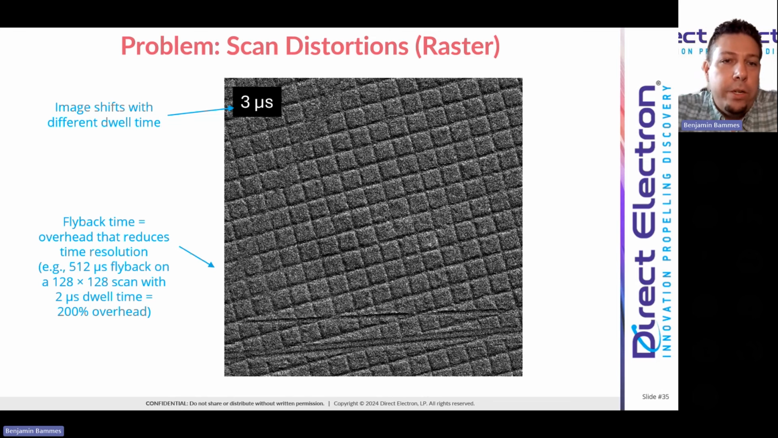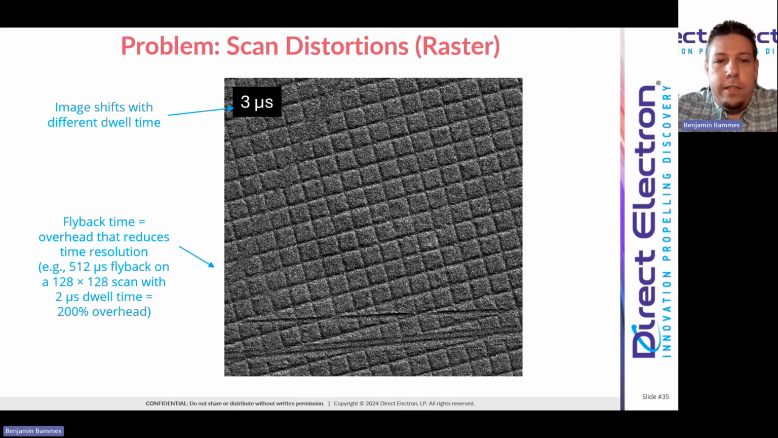So flyback time reduces the artifacts that you see, but you can see that there are still distortions if you simply use your current scan generator and you change the dwell time. So in this case, I'm using a 3 microsecond or 8 microsecond dwell time with a conventional STEM image. And you can see a horizontal shift, and this horizontal shift is due to the distortions in the electromagnetic coils.